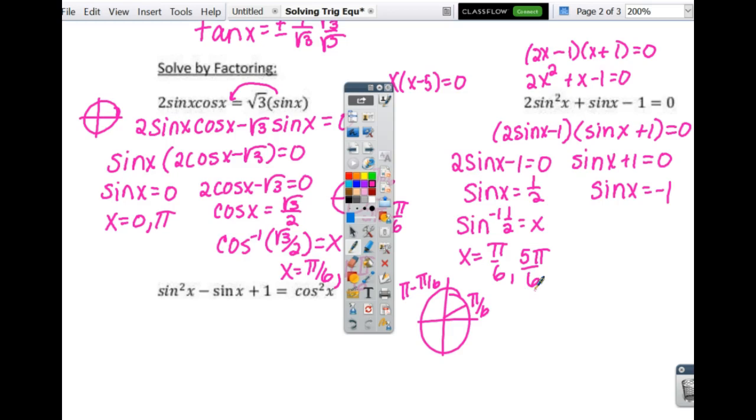And the last one, where is the sine -1? So that's where is my y value -1? Bottom, so it's at 3 pi over 2. So all three of those are your answers. Because it's -1 down here, which is 3 pi over 2.